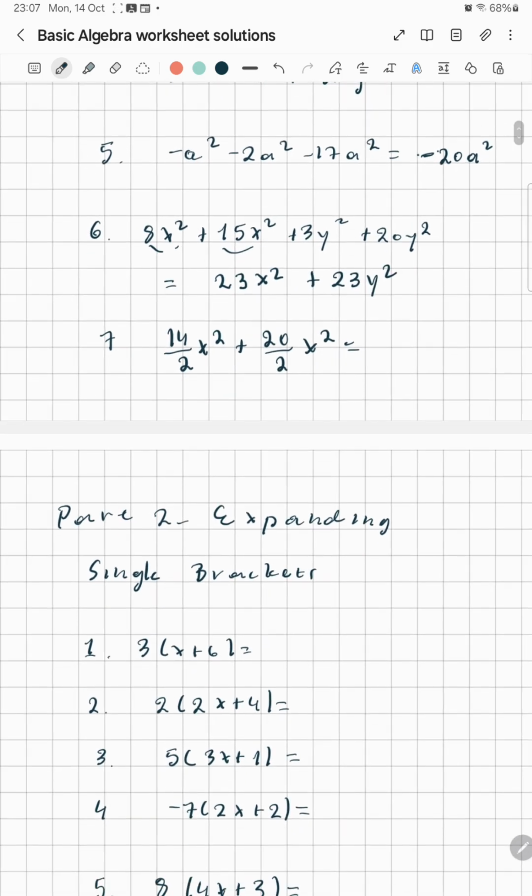Here in problem 7 we have fractions. We simplify this fraction. 14 over 2 is 7x squared plus 10x squared. This gives me 17x squared.